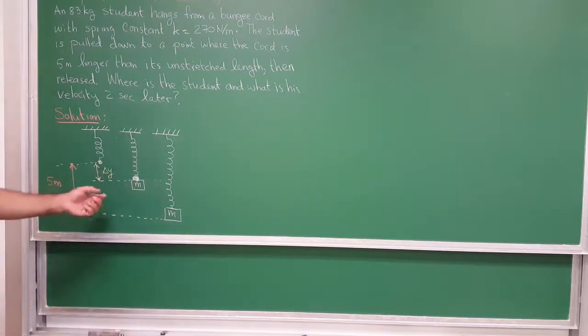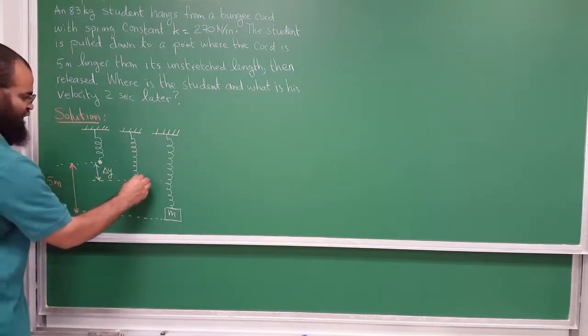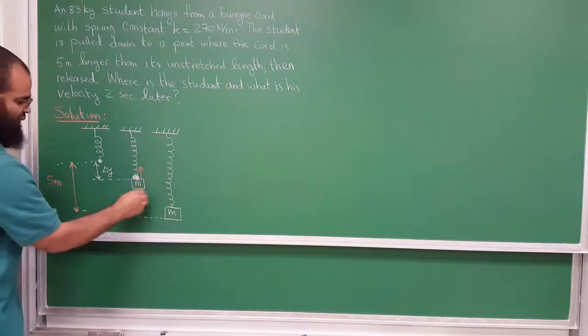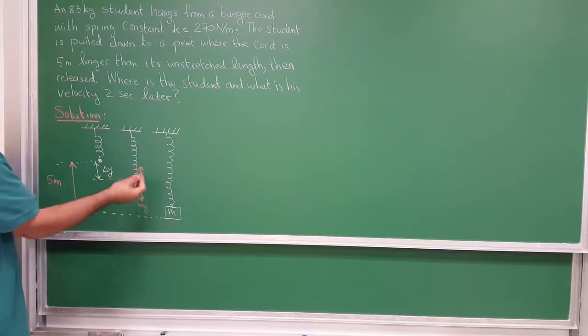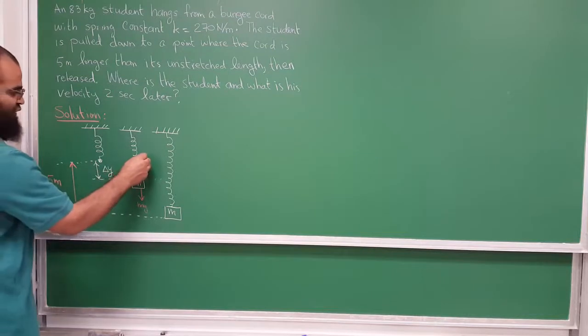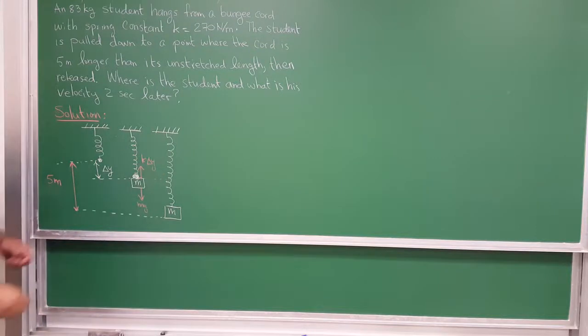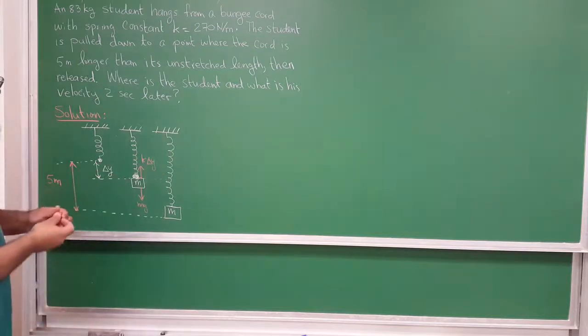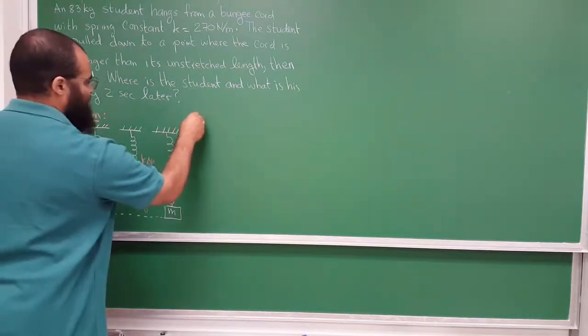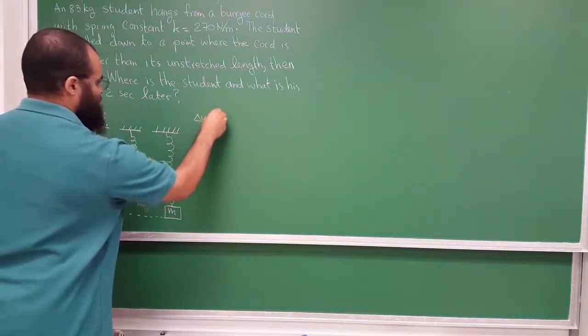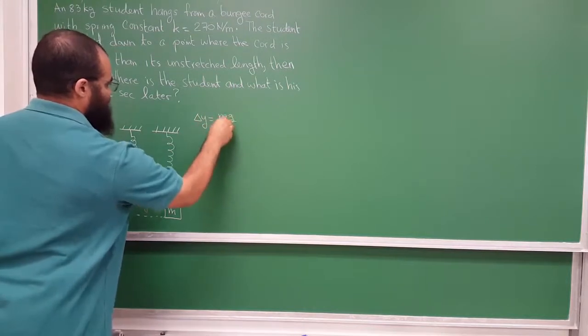If you hang something on a spring, when the student is just here, you have the force of the spring this way and mg downward. The force of the spring is the spring constant times how much you stretched it, and the stretch is delta Y. So K delta Y is equal to mg, and therefore delta Y will equal mg divided by K.